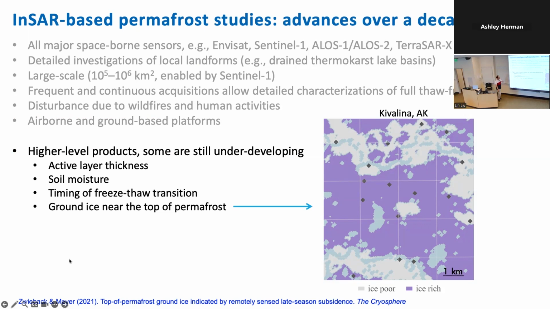And the last one, showing an example, is by Zhou, Beck, and Meyer. They used InSAR time series to infer the ground ice content beneath the active layer, near the top of permafrost. This is the final product derived from InSAR. Purple shows that the interface has rich ice content, and the gray areas are where the ice content is poor.